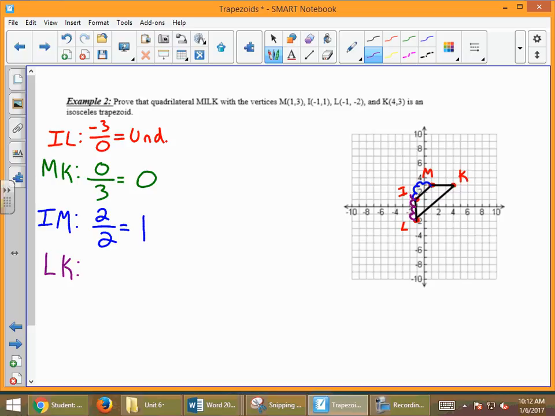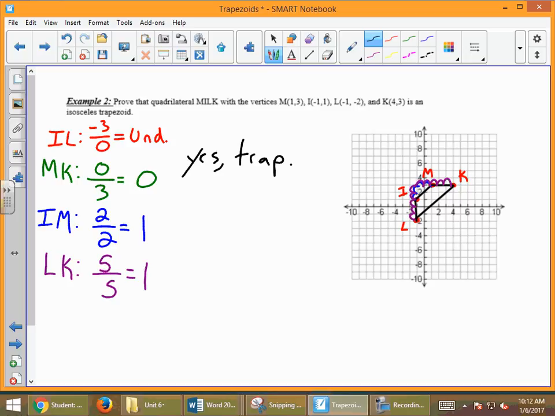2, 3, 4, 5. You have to go up 5 for L. How far over do you go? 1, 2, 3, 4, 5. And 5 over 5 is also 1. So do I have 2 pairs, or do I have 1 pair of sides that are parallel? Do I have 1 side that's not parallel? Yes. So I can now say, yes, it's a trap.